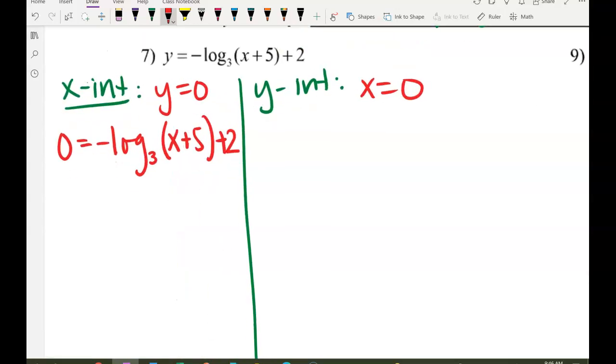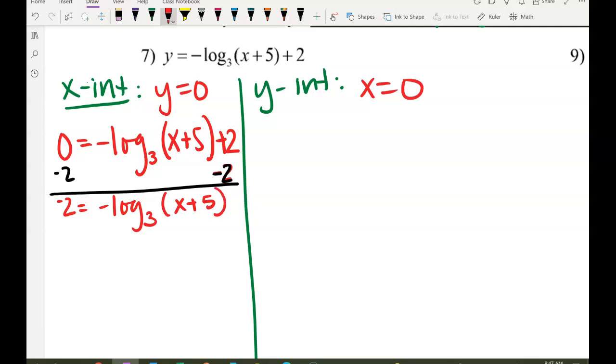All right, tell us what to do, please. What should we do first? Subtract the 2. Excellent. After that, we do what? Divide by negative 1. Well said. Okay, so if we divide both sides by negative 1, what's negative 2 divided by negative 1? 2. So 2 equals positive log base 3 of (x plus 5).